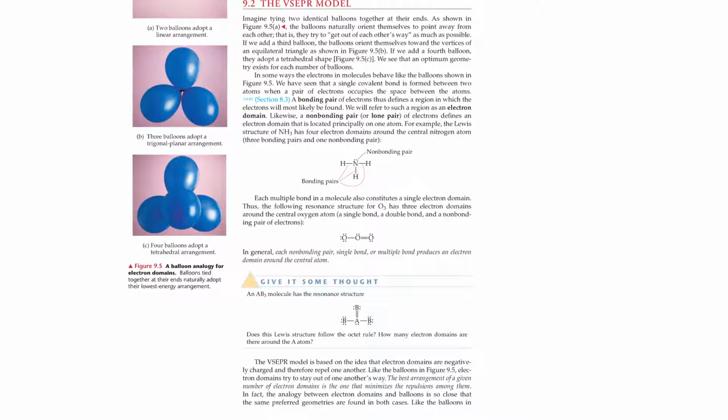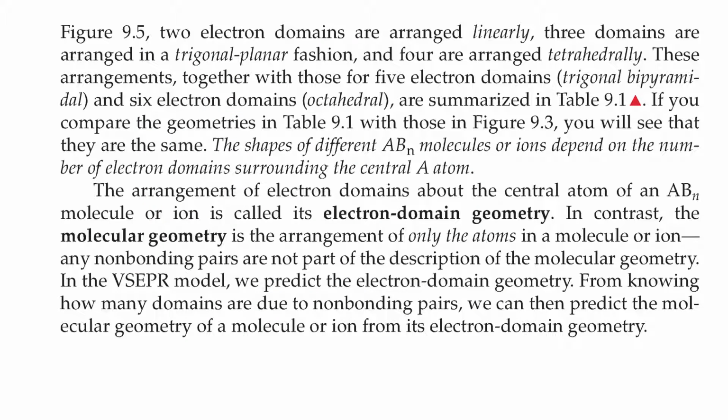The VSEPR model is based on the idea that the electron domains are negatively charged and therefore repel one another. Like the balloons in Figure 9.5, electron domains try to stay out of each other's way. The best arrangement for a given number of electron domains is the one that minimizes the repulsions among them. In fact, the analogy between electron domains and balloons is so close that the same preferred geometries are found in both cases. Like the balloons, 2 electron domains are arranged linearly, 3 domains are arranged in a trigonal planar fashion, and 4 are arranged tetrahedrally.